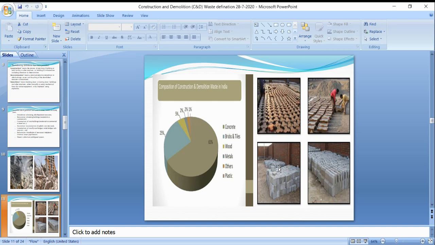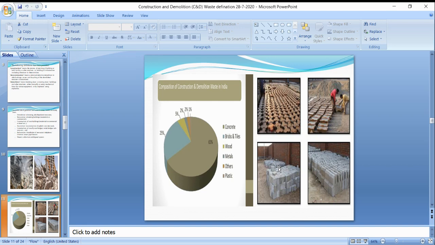You can see here, 65% of the waste in India is generally concrete. 25% is bricks and tiles, so the larger percentage is concrete, and only 25% is bricks and tiles. Wood is 5%, metals only 2%, and others 2%, and plastic 2%, and others only 1%.